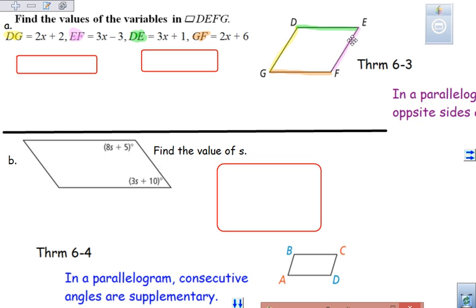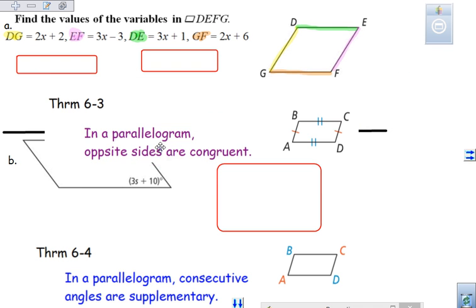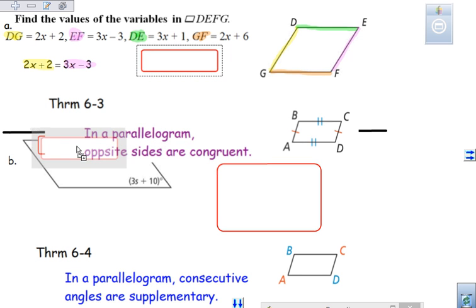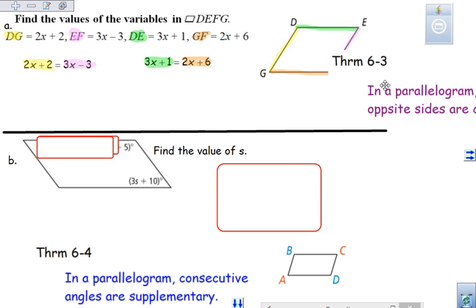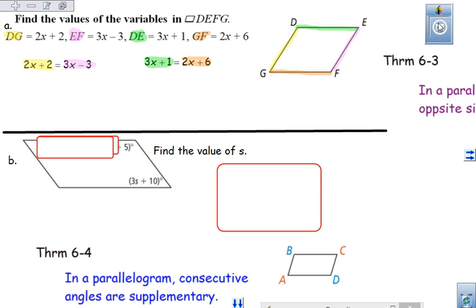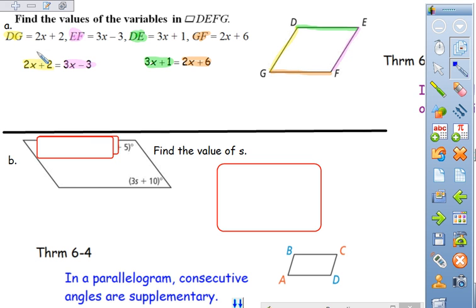Well, we're talking about side lengths of a parallelogram, so I think we're going to look at theorem 6-3. And it says that in a parallelogram, opposite sides are congruent. So we can say that the yellow and the pink are congruent, and we could say that green and orange are going to be congruent. And now we just need to solve these equations. So 2x plus 2 equals 3x minus 3.